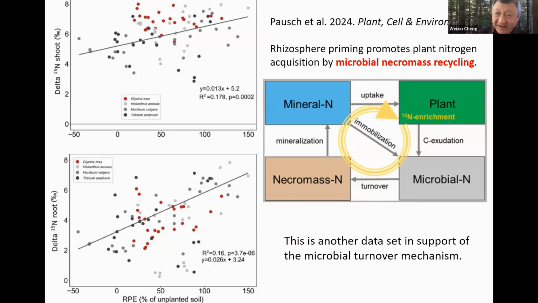Okay, I'm using that in reverse. And the regression is even more significant for nitrogen in the roots. So therefore, we put out a diagram showing the recycling of nitrogen within microbial activity is the key for plant enrichment of N15. It's the key for rhizosphere priming effect.